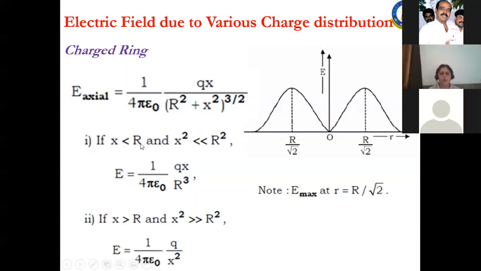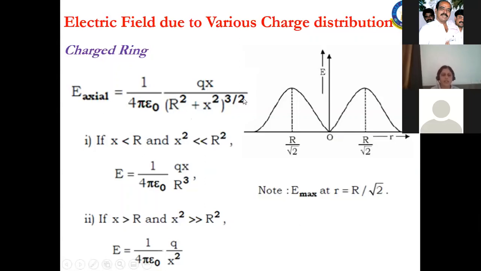Then we can have two cases here, if x is less than r and if x is greater than r. When x is less than r, meaning within the ring, x square will be much less than r square. So we can neglect x square here. So the denominator will become r cube.